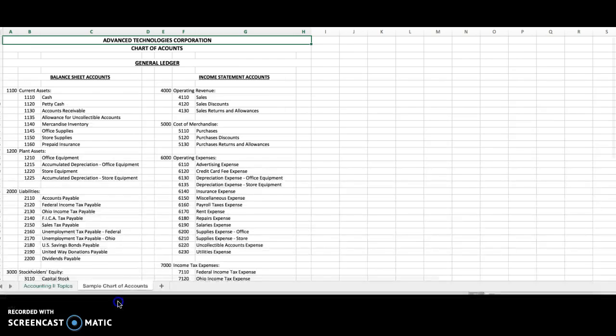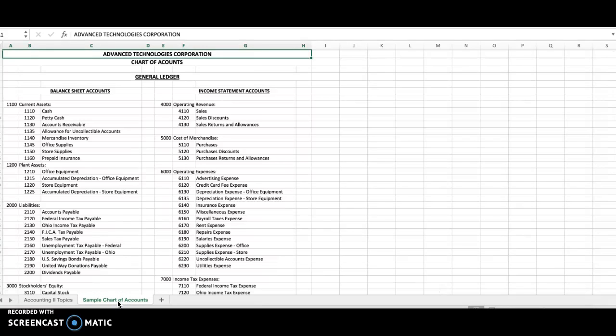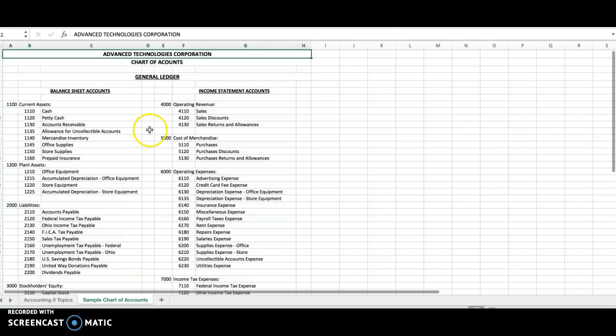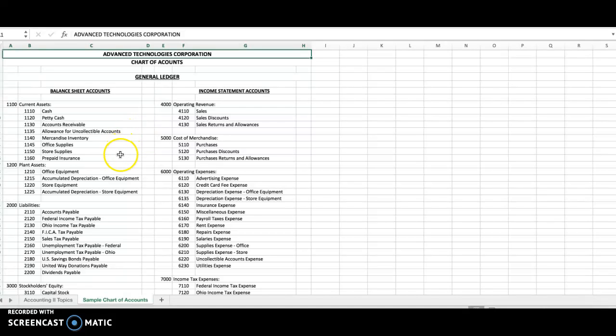And if I click on this one, this is something called a chart of accounts. I believe we mentioned that in passing in this first semester, but didn't really deal with it in much detail. A chart of accounts is basically pretty simple. It simply lists all the accounts of the business. And this happens to be a corporation, Advanced Technologies Corporation. And I want to walk through just a couple of these.